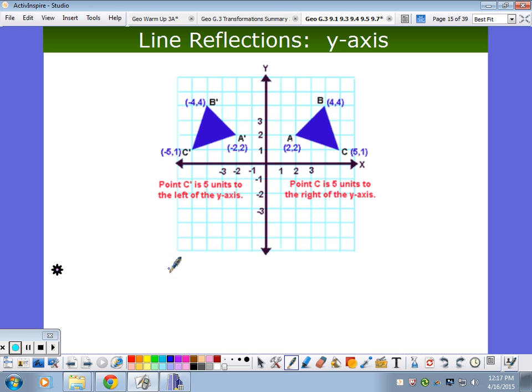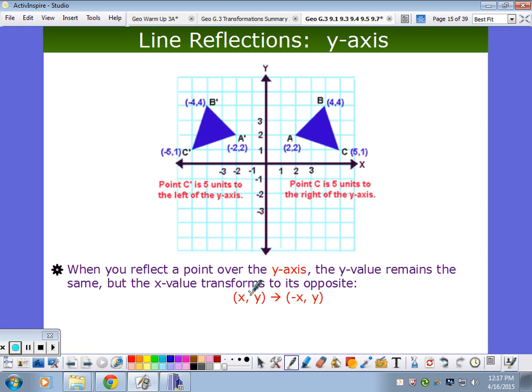The y-axis, that's where we're going this way. The y-axis is that fold line, and that transformation is you take each (x, y) that's in the pre-image, the x gets negated, and the y stays the same. And that kind of makes sense, right? If you're going (2, 2), so now you have to go negative 2 and then up. So the x value will be negated.